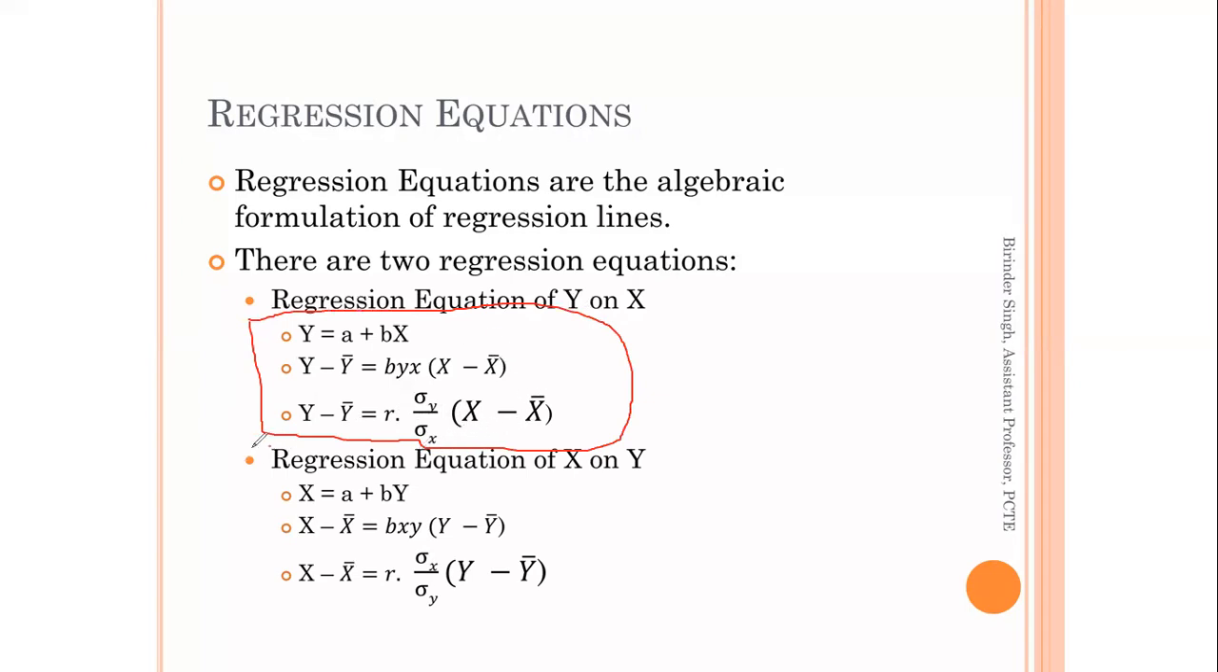Similarly, for x on y, we have x is equal to a plus by, and x minus x bar is equal to bxy into y minus y bar. So bxy is called the regression coefficient of x on y. Similarly, x minus x bar is equal to r into sigma x divided by sigma y, where r is the correlation coefficient, sigma x is the standard deviation of x, and sigma y is the standard deviation of y, into y minus y bar. So these are the two sets of formulas that you have to remember for finding the regression equation of y on x and x on y.